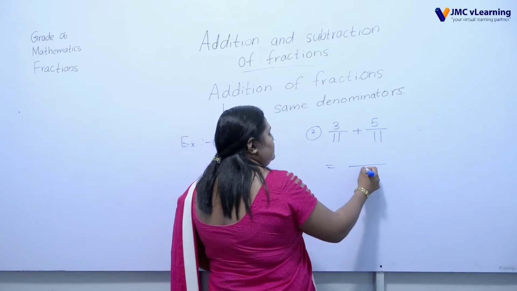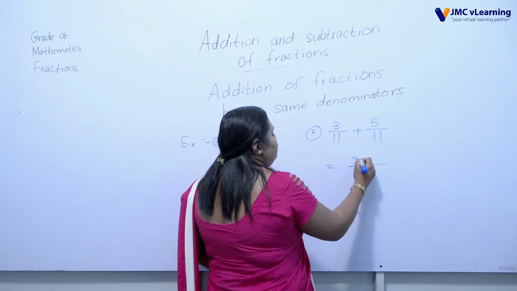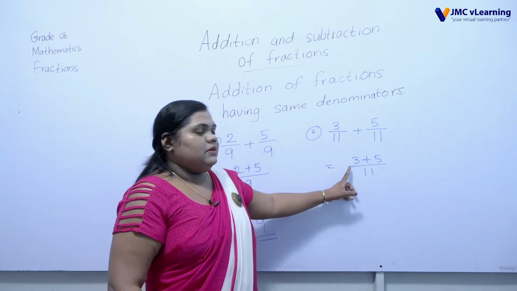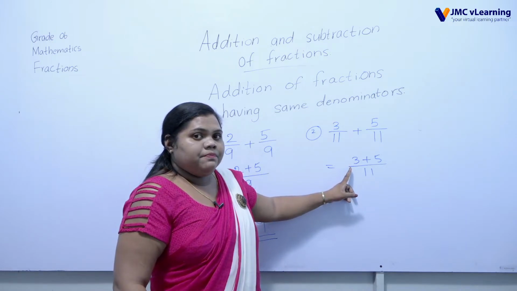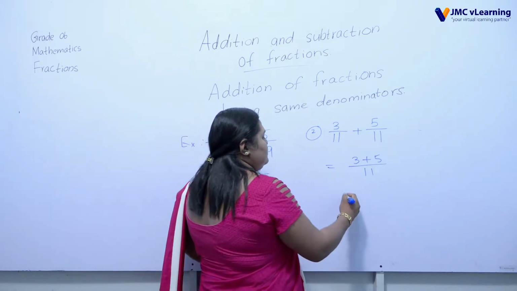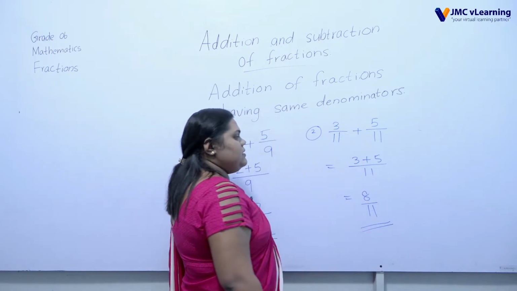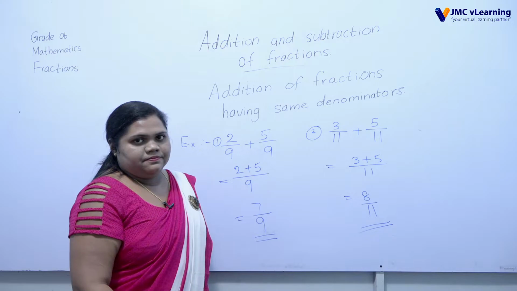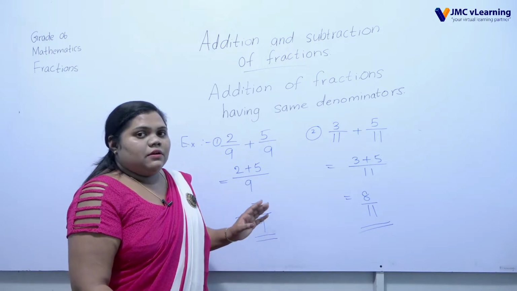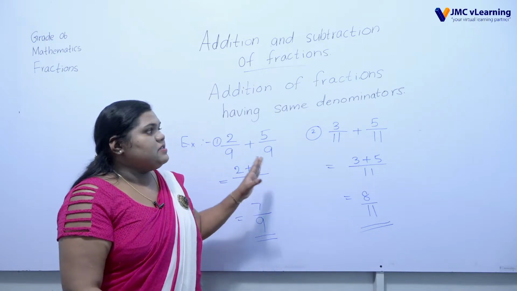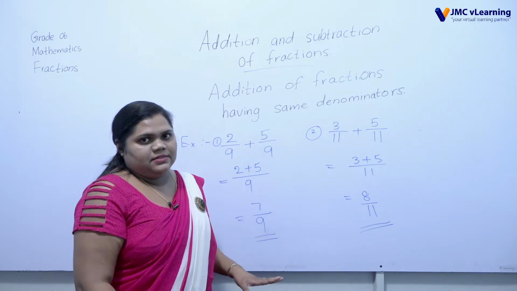You have to put the denominator here and 3 plus 5. What is the answer for 3 plus 5? 8. 3 plus 5 is 8. You cannot change 11. The answer is 8 out of 11. I think you are very clear about this addition of fractions having the same denominators.